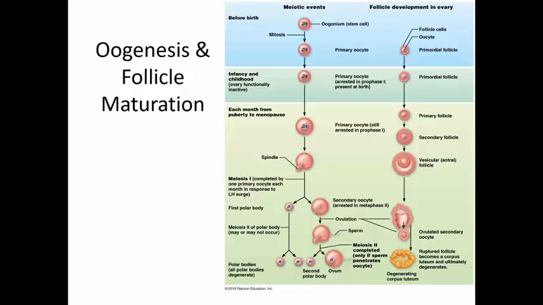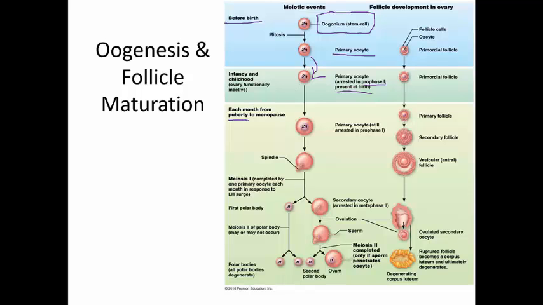All right, so now let's talk about follicle maturation in relation to oogenesis. Remember that the stem cell here is the oogonium, and that before birth, all the oogonium turn into primary oocytes. And they're going to be arrested in prophase 1, and they're all present at birth. They're inactive at this point until puberty.